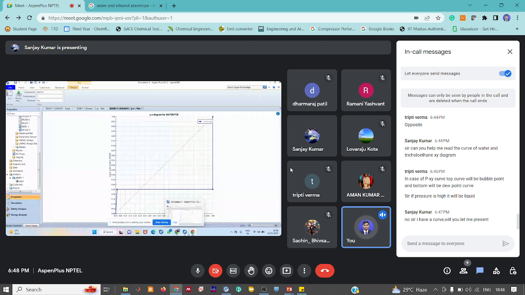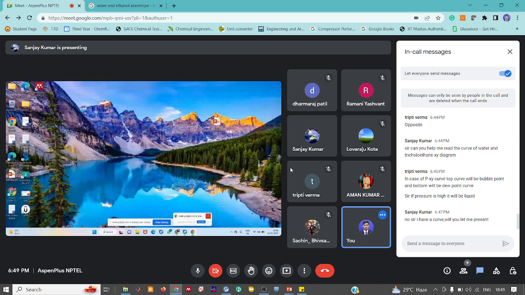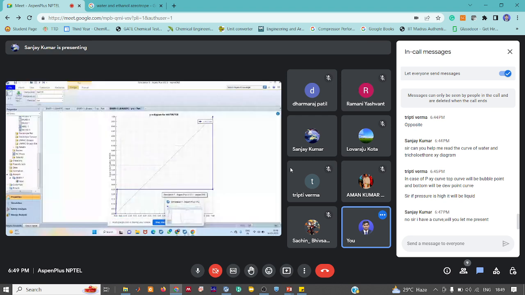This is an XY diagram, not TXY. Can you show the TXY plot? On the left of this, you have the TXY plot.